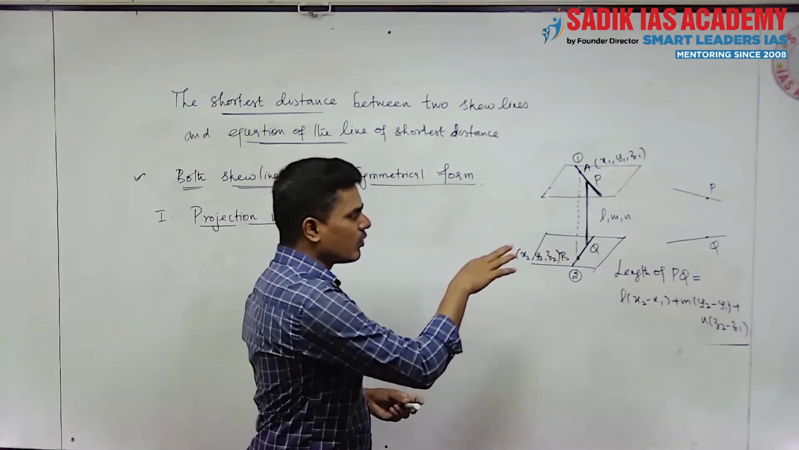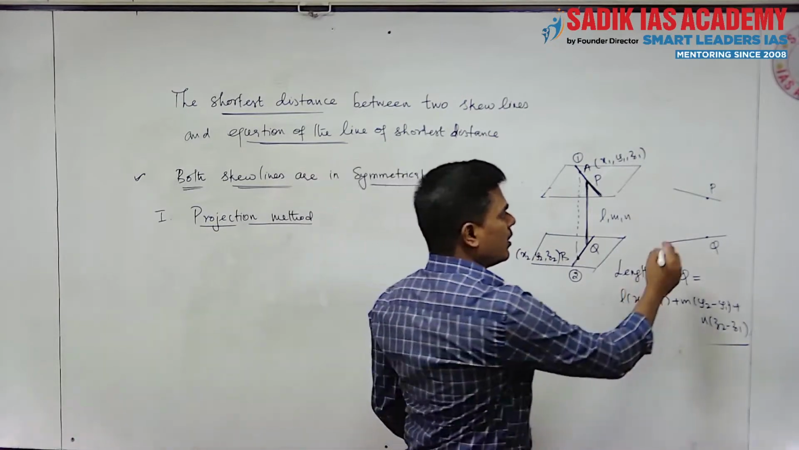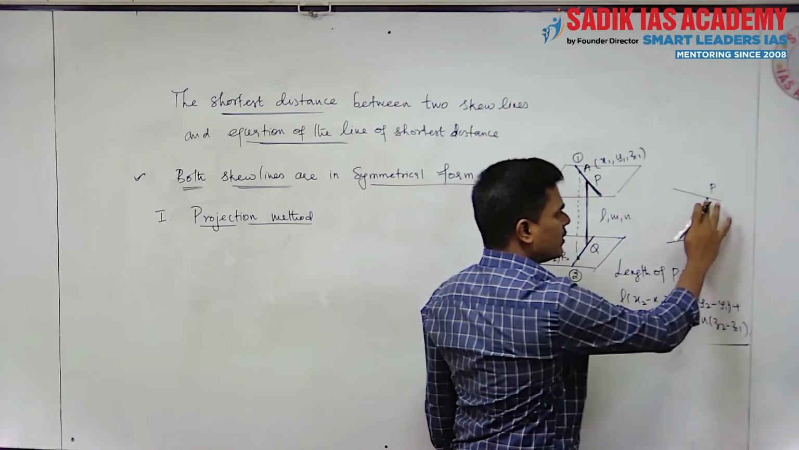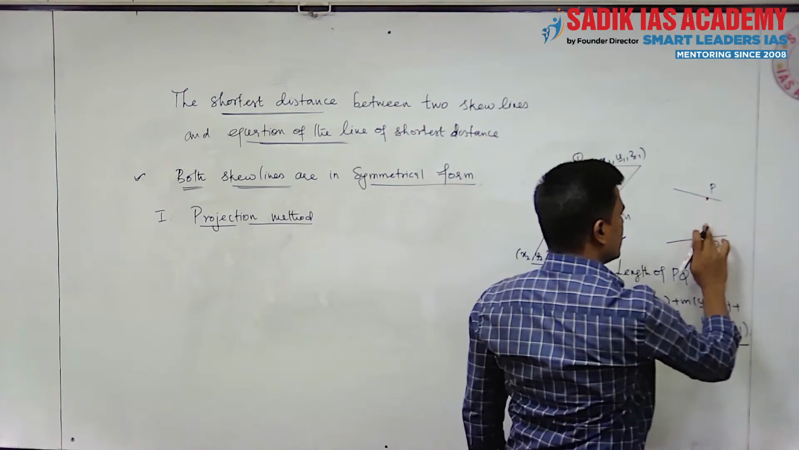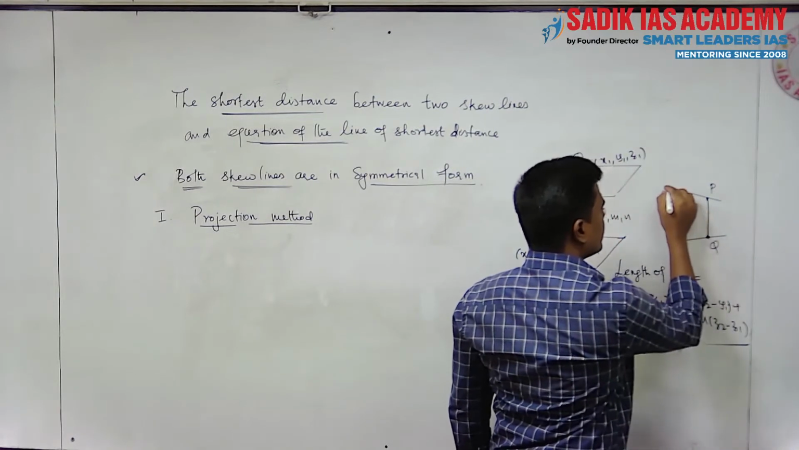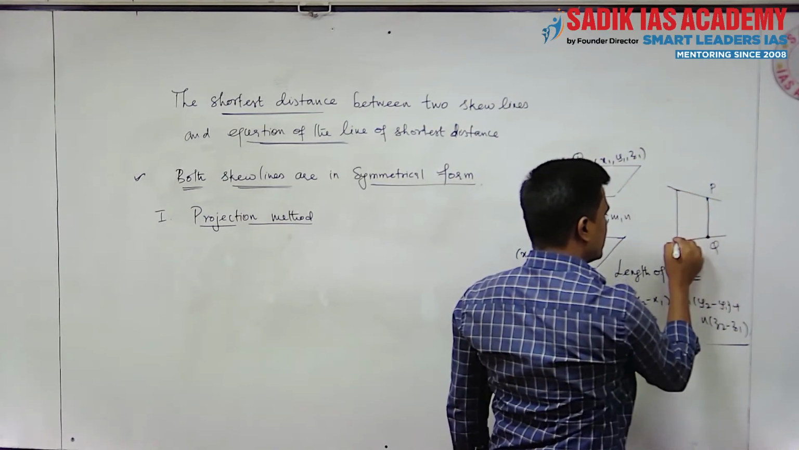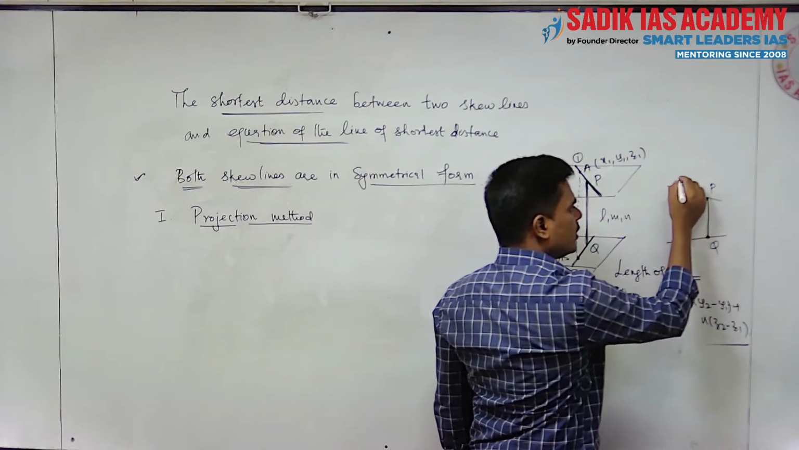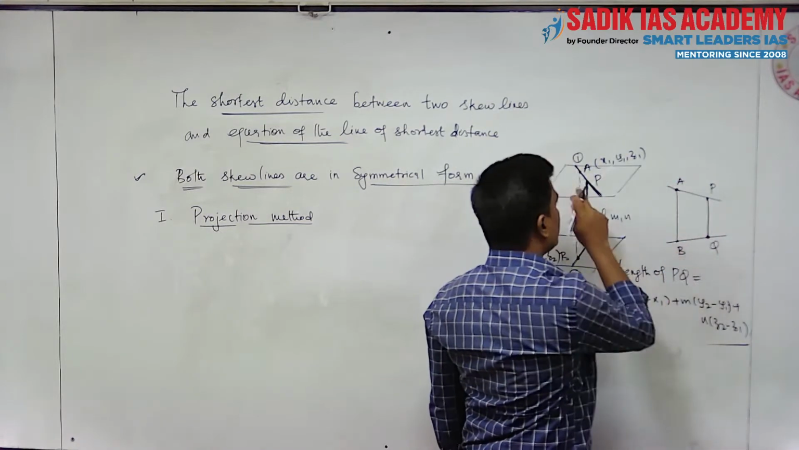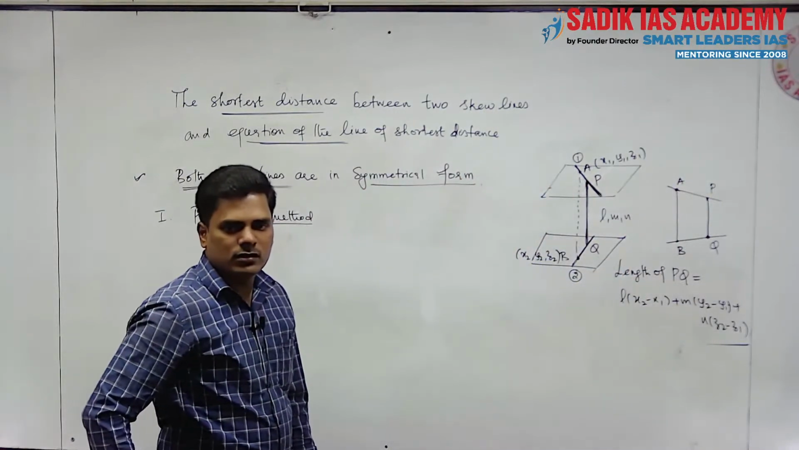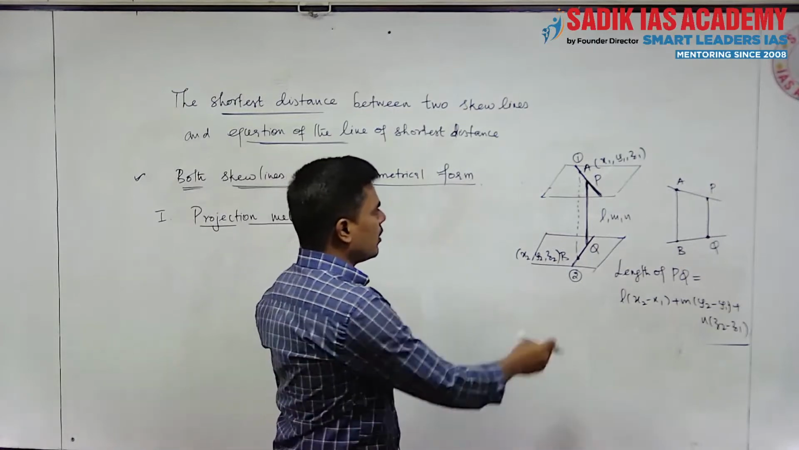Now we will write it properly. See here, when I join them, this is the shortest distance we want to find. It is a straight line. These are also points on two different lines only. A here, B here. A has coordinates x1, y1, z1, and B has coordinates x2, y2, z2. Understood? Okay, fine. Now we will write this.